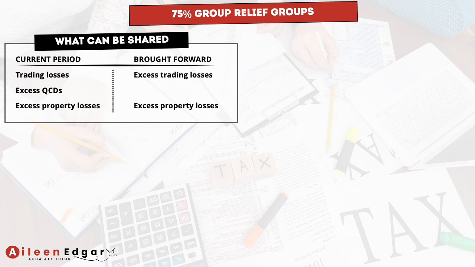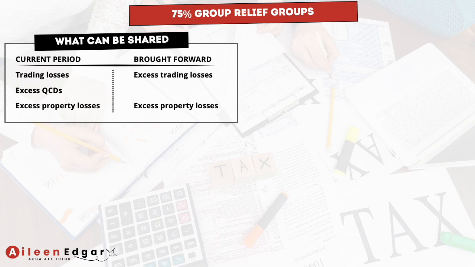The losses that we can surrender under group relief are trading losses for the current period, brought forward trading losses to the extent they can't be used against the surrendering company's own total profits, unrelieved QCDs of the current period, and unrelieved property business losses for the current period or brought forward. Now, by excess or unrelieved, we mean amounts that can't be set off against other income in that period. Of this list here, we will mainly focus on trading losses because they're the most common to see, but do watch out for these other expenses and losses.